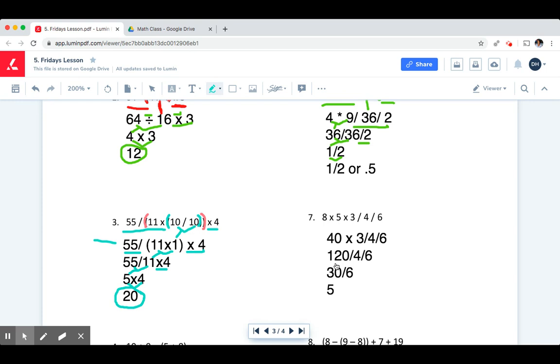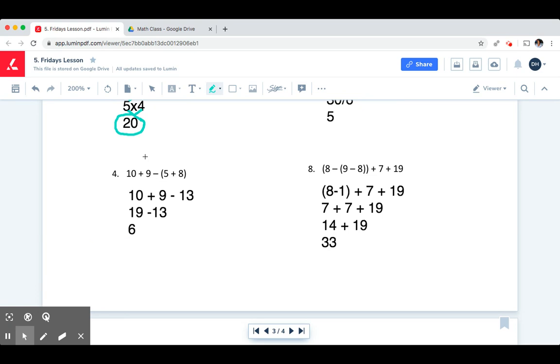For number 7, you're going to go ahead and check your work against mine. Pause the video to do that. Make sure you are revising your work if you've made any mistakes. For number 4, you're also going to check your work against mine. Make sure to revise your work if you've made any mistakes. The secret code for today's math class video is POP.